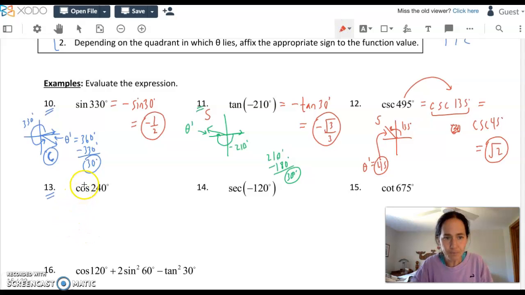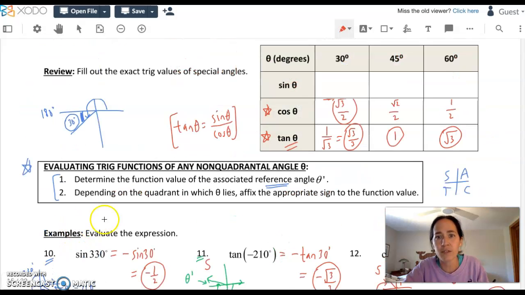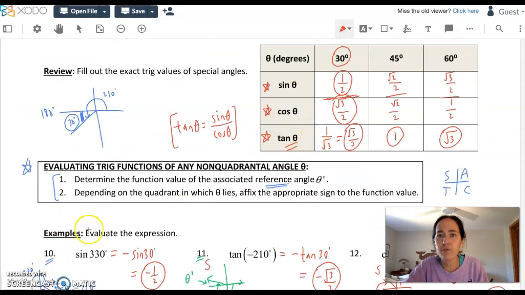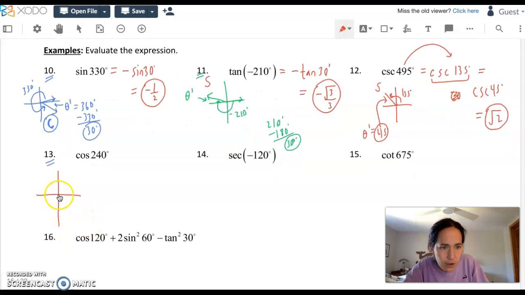So 240. I've got some steps above, and step 1 says, well, can you get a sense of where 240 falls and what its reference angle would be? Because I'm hoping it's going to be a value from this table. I'm hoping it's going to be a value like 30, 45, or 60, where I know an exact value for its trig function. Where's 240? So 240 is also down in quadrant 3, right? Initial to terminal side, 240 degrees.